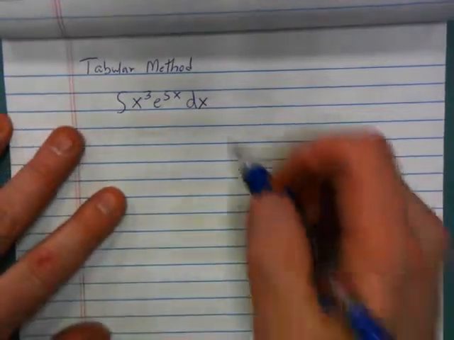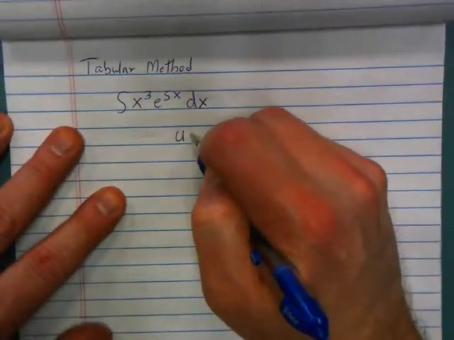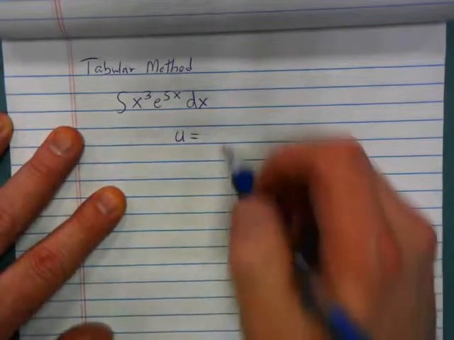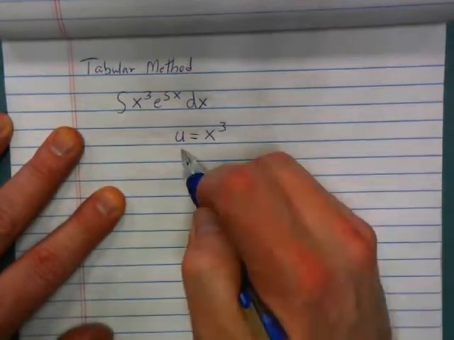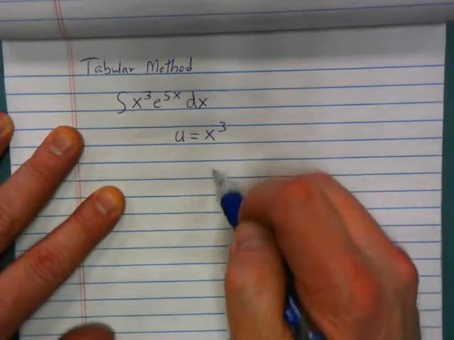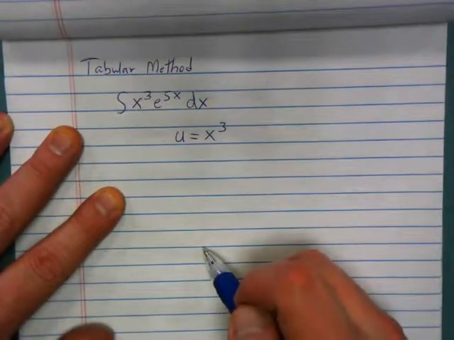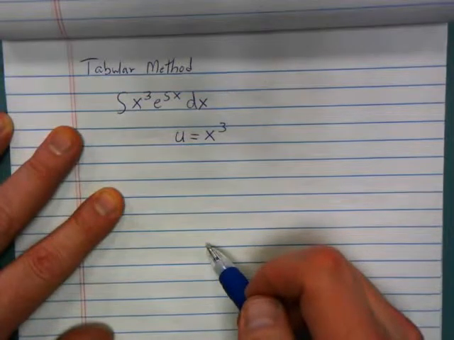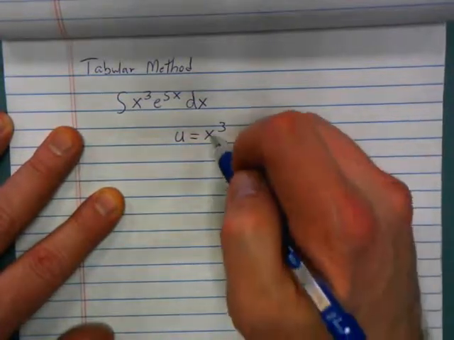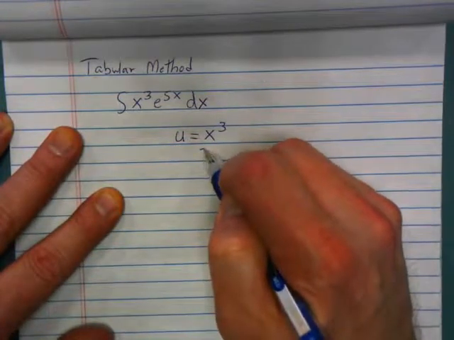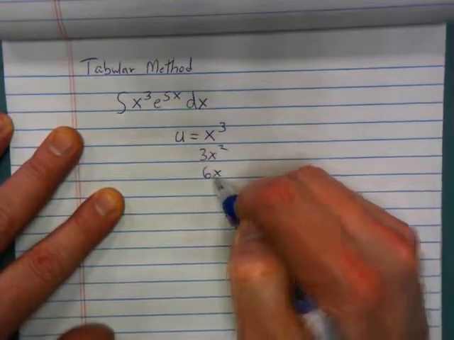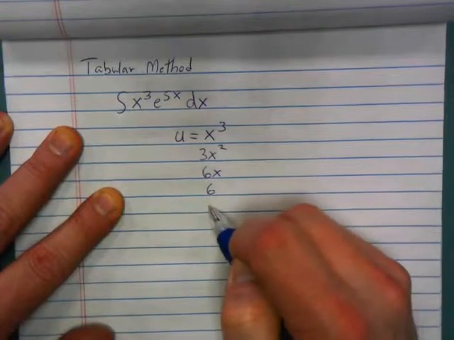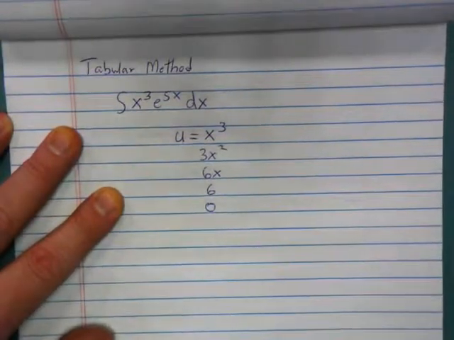What you do is you pick your thing to be u. What's u going to be? X cubed. And you go down here and you take derivatives, and you keep taking derivatives till something happens. When do you stop? When it's disappeared. So what's the derivative? 3x squared. What's the next derivative? 6x. Then 6, then 0. So that tells you to stop.